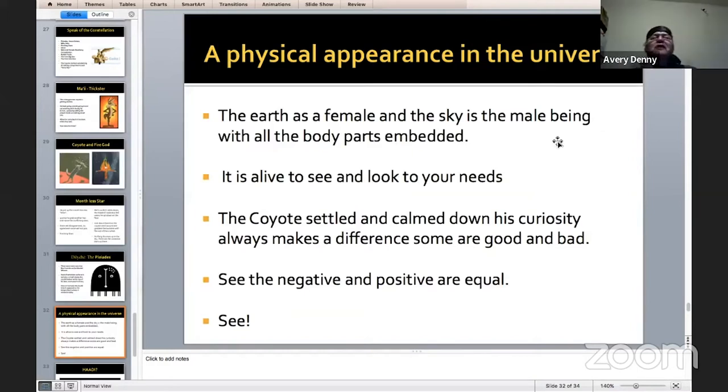But if you try to manipulate it, if you try to make it how you like it, then there are going to be consequences. There's going to be water, there's going to be rain, there's going to be drought, there's going to be something. You're trying to manipulate that, so you're making that out of order. You're going to destroy yourself. The coyote settled down.